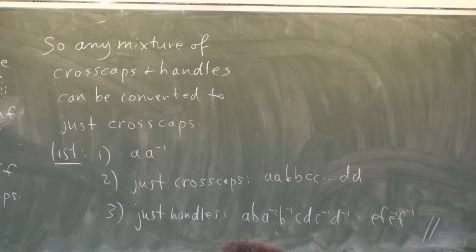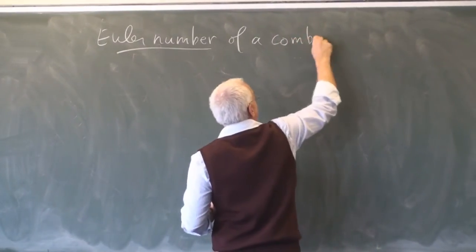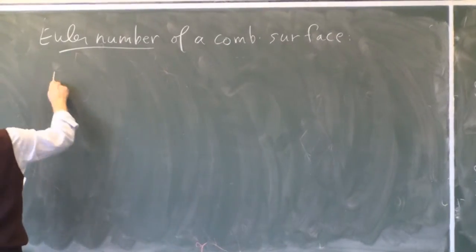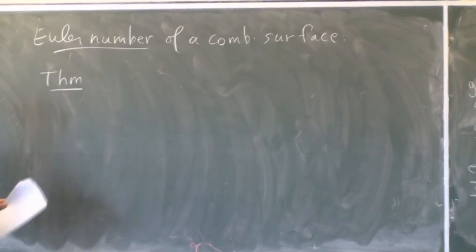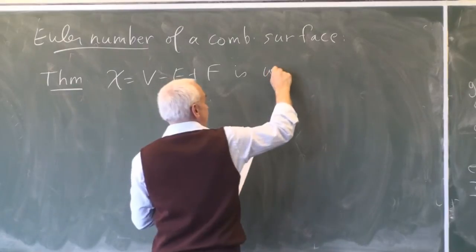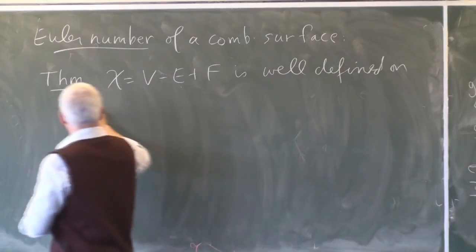Now, there's one aspect of this that we need to finish to round off, and that's this issue of the Euler number, going back to this fundamental number associated to things. So we have to connect this classification with the Euler number of a combinatorial surface. All right, so the theorem that chi equals v minus e plus f is well defined on a combinatorial surface.